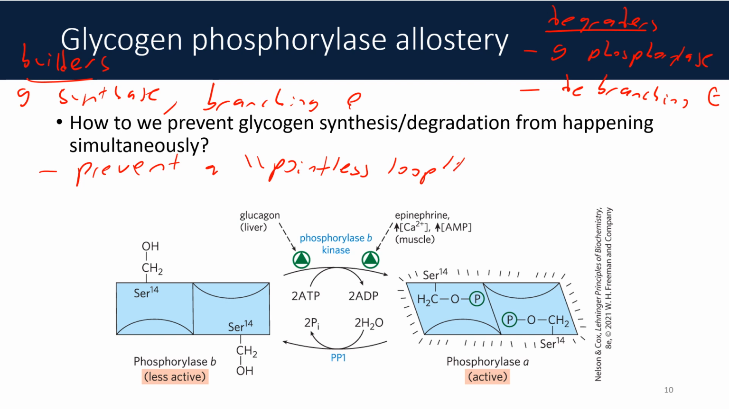If we have glycogen phosphorylase and glycogen synthase running unregulated in the liver, we are going to be making and breaking glycogen at the same rate. We won't achieve any net storage or net release. So how do we regulate this? Well, at one level, through hormones.